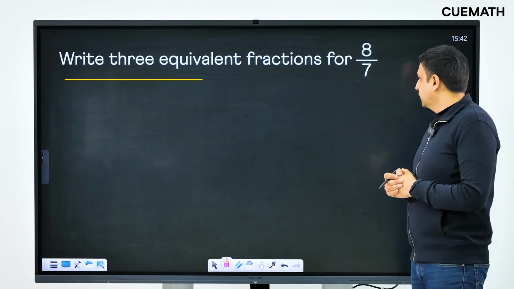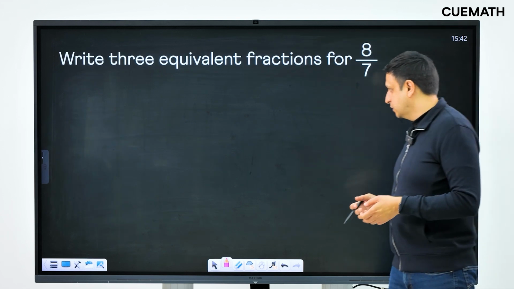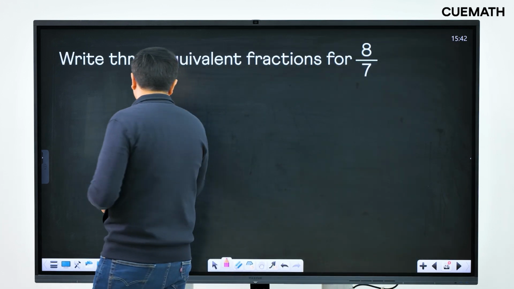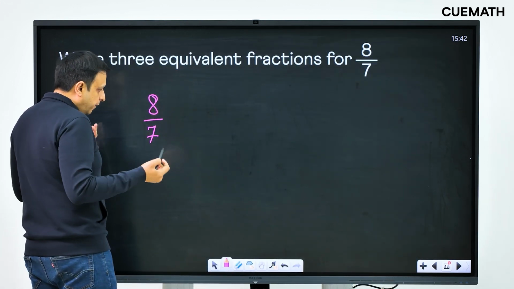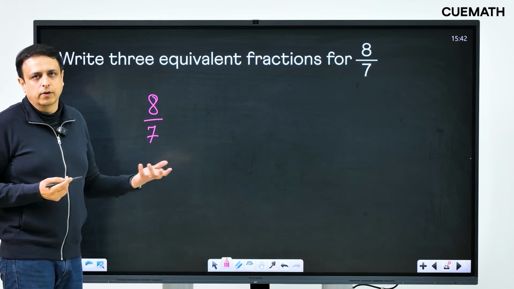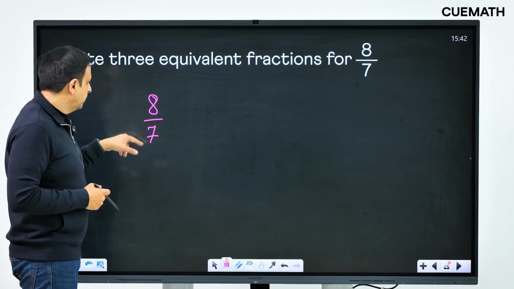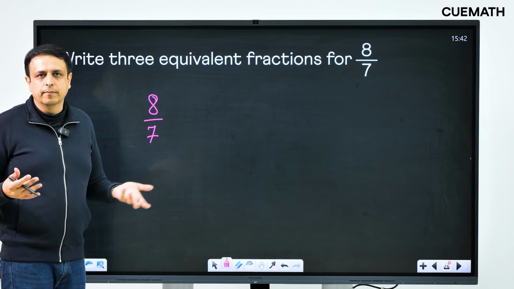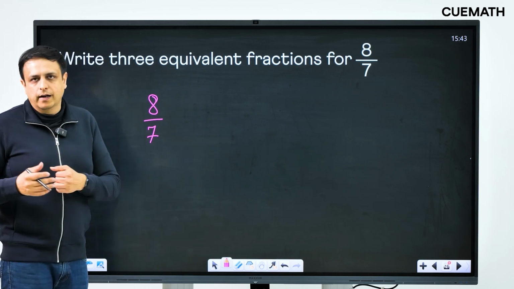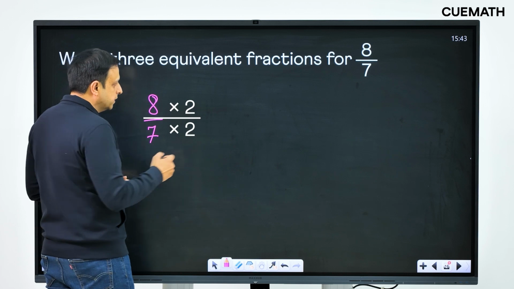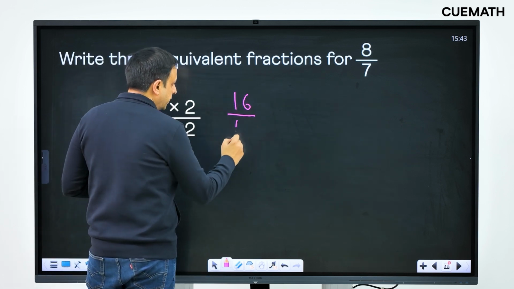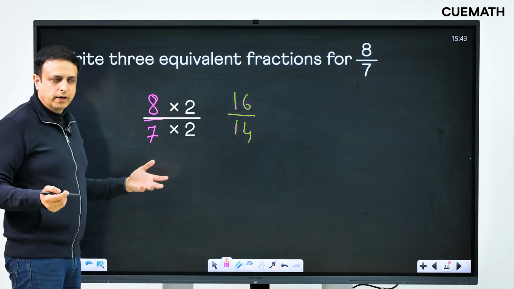Write 3 equivalent fractions for 8 over 7. So very straightforward. We have our original fraction 8 over 7 and we have to generate 3 equivalent fractions to this. So we can simply multiply the numerator and denominator with the same multiplier, and we can take different values of the multiplier. So let's multiply above and below by 2 first. So that gives me 16 over 14. So that's one possible equivalent fraction.